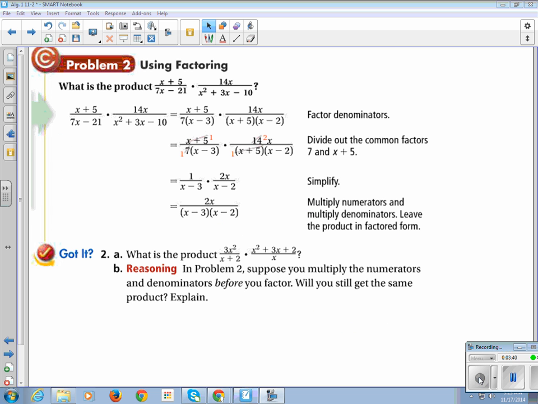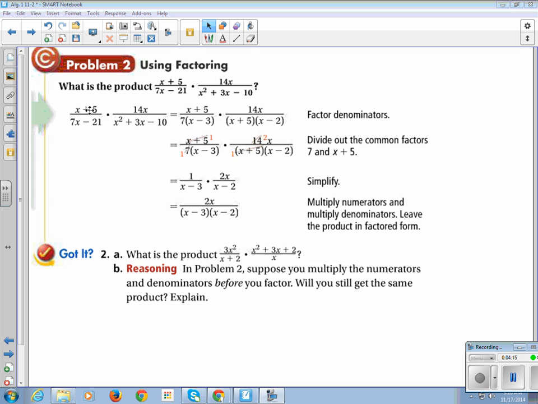So let's get a little crazier up in here. Now I have a couple things that need to be factored. My tops, I'm still going to use the same process. I'm going to multiply the tops and multiply the bottoms. But if you look here where I have 7x minus 21. You guys do not have to write these down. We're just looking at it. I have a 7 that I can factor out, and then I'm left with an x minus 3. And then x squared plus 3x minus 10.